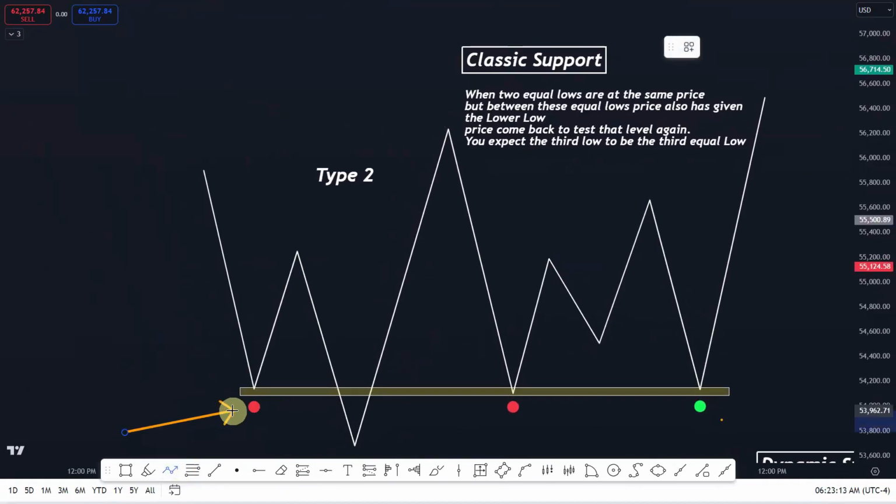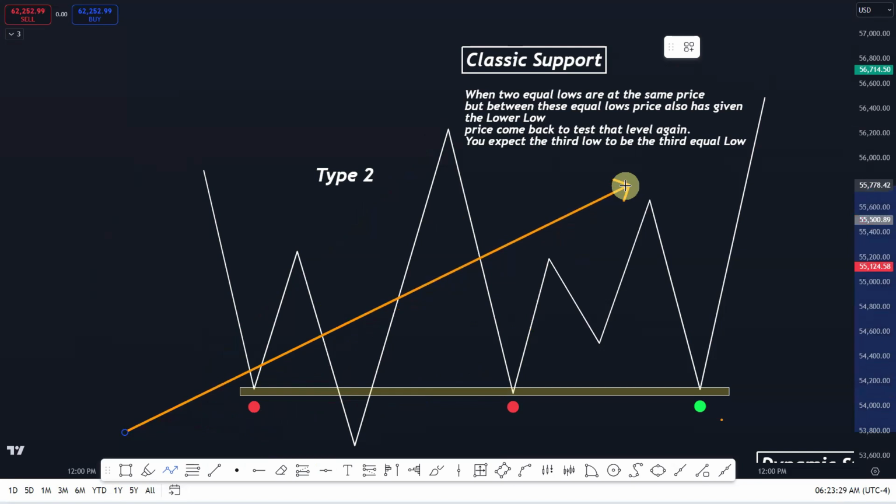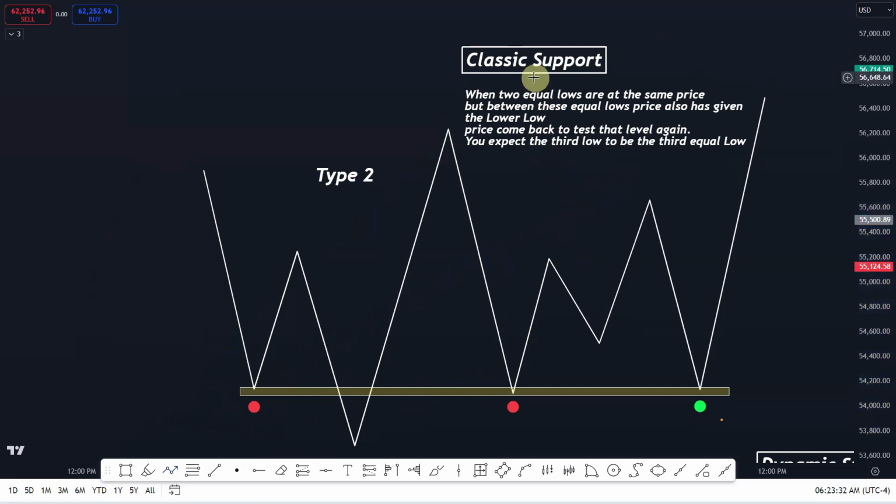We have a low here, and price goes up from it. But the second low, if you see, is a lower low. Price goes below it before giving us another high. The third time, price again gives us a low, which can be treated as an equal low according to the previous low, and then the price goes up from it again. So the definition of a classic support is when two equal lows are at the same price, but between these equal lows, the price has also given us a lower low. So when the price comes back to test those equal lows again, you can expect the third low to be a third equal low, and can expect to take a buy trade in that range.